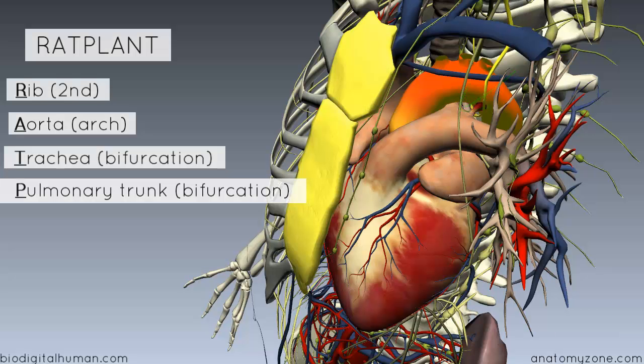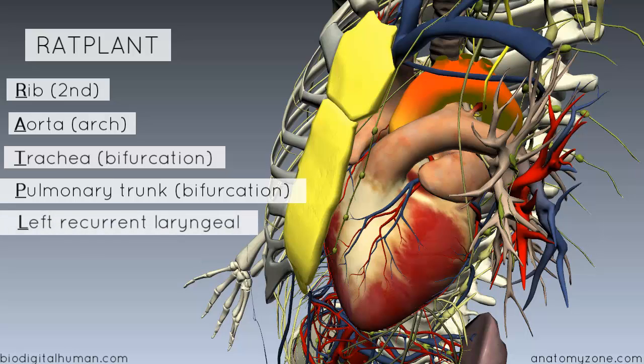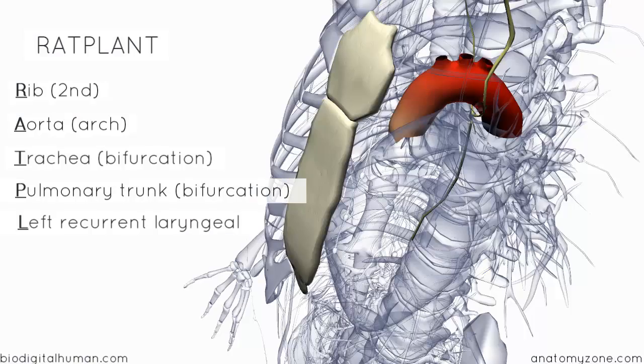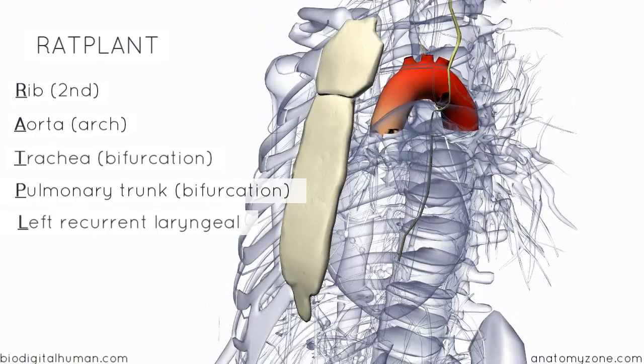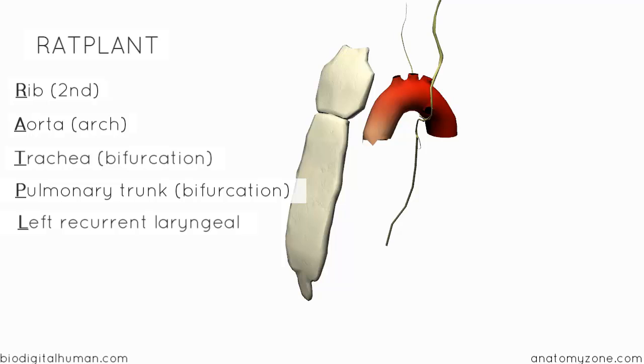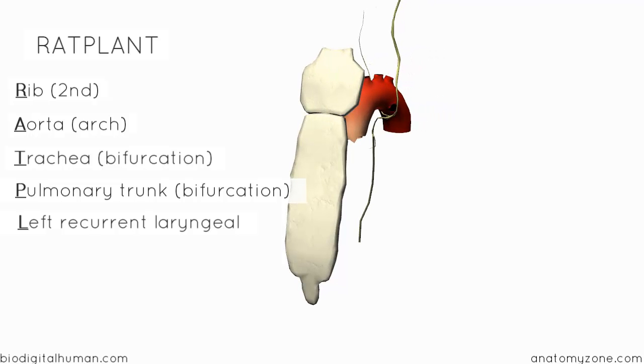And then the L refers to two things. So first we've got the left recurrent laryngeal looping under the arch of the aorta. So you can see that here. So I've just isolated those structures. You've got the vagus nerve coming down and the left recurrent laryngeal looping under the arch of the aorta.